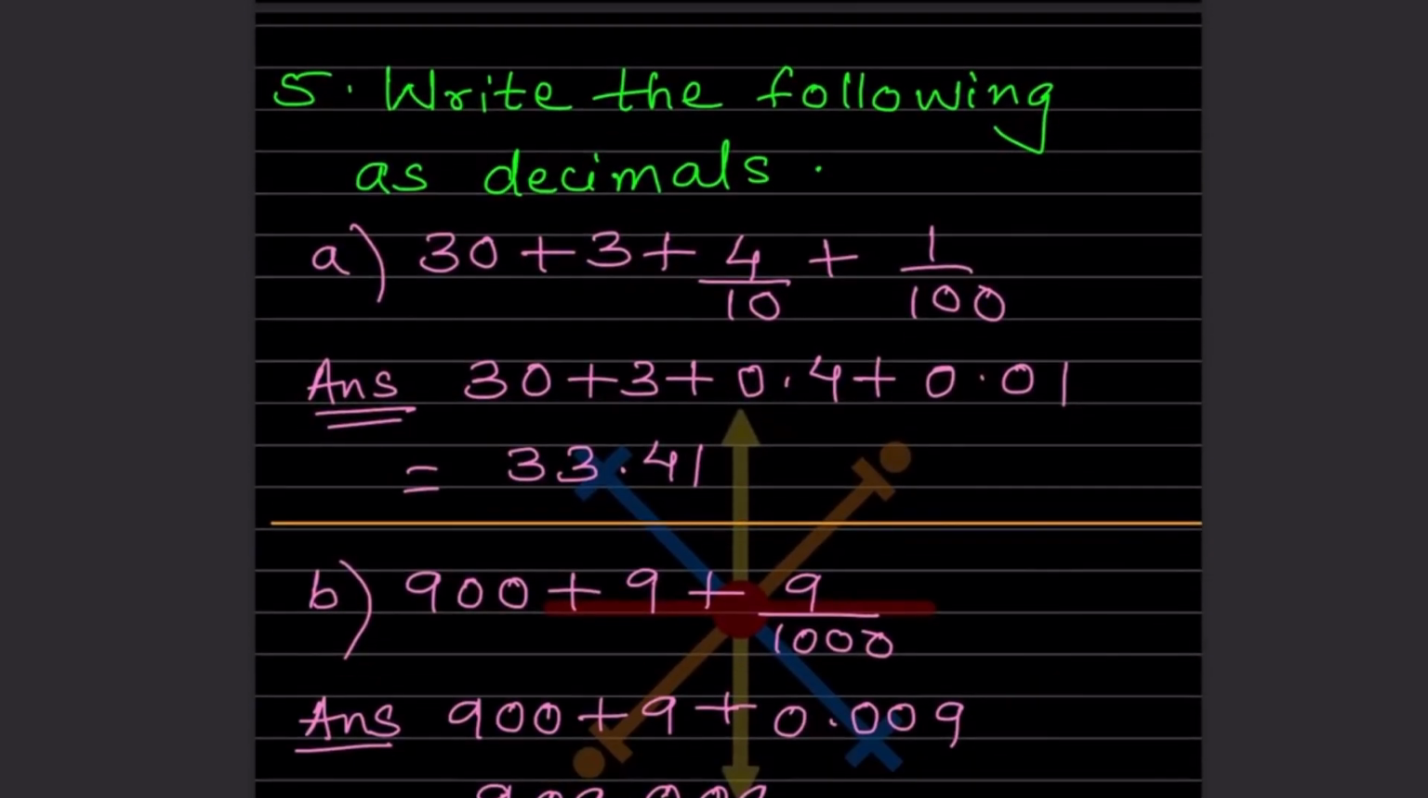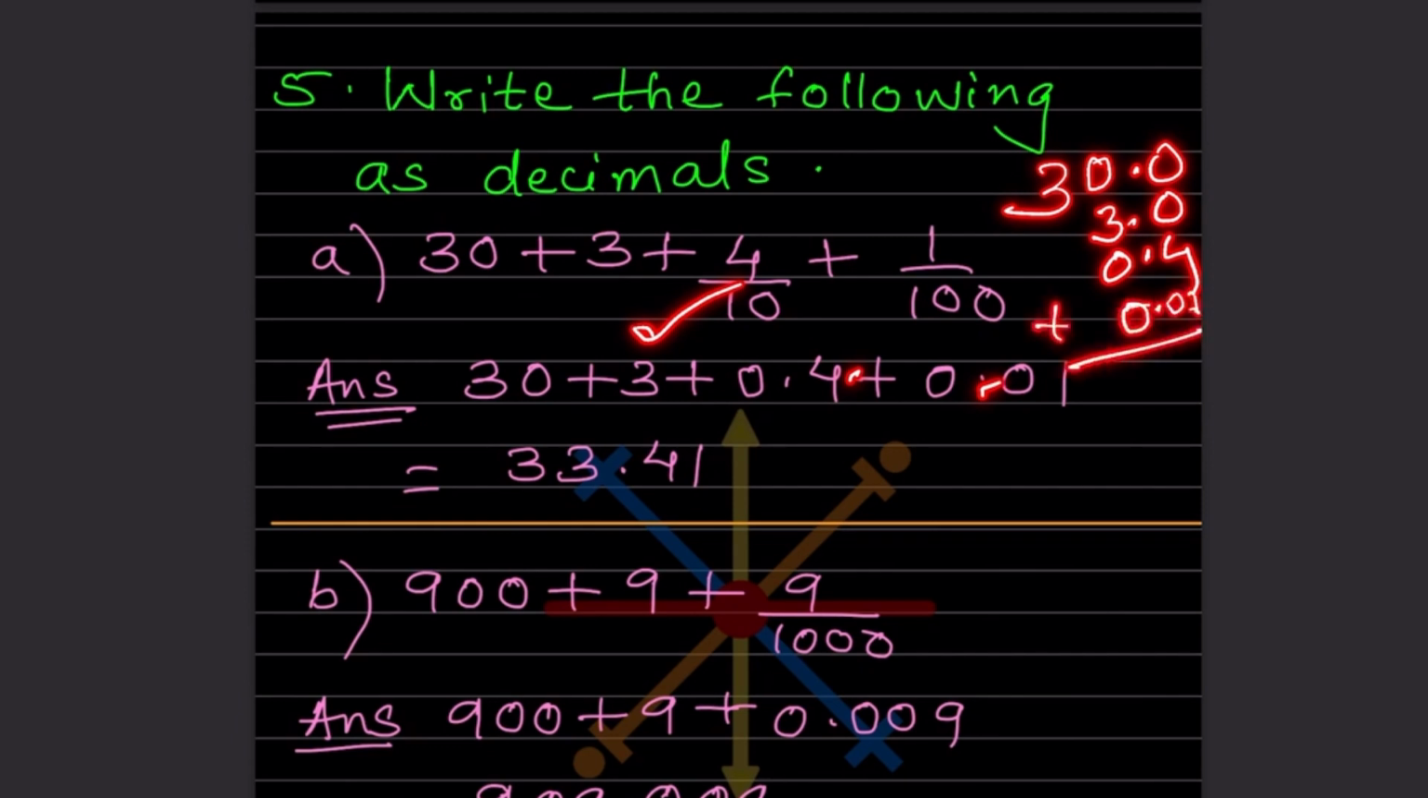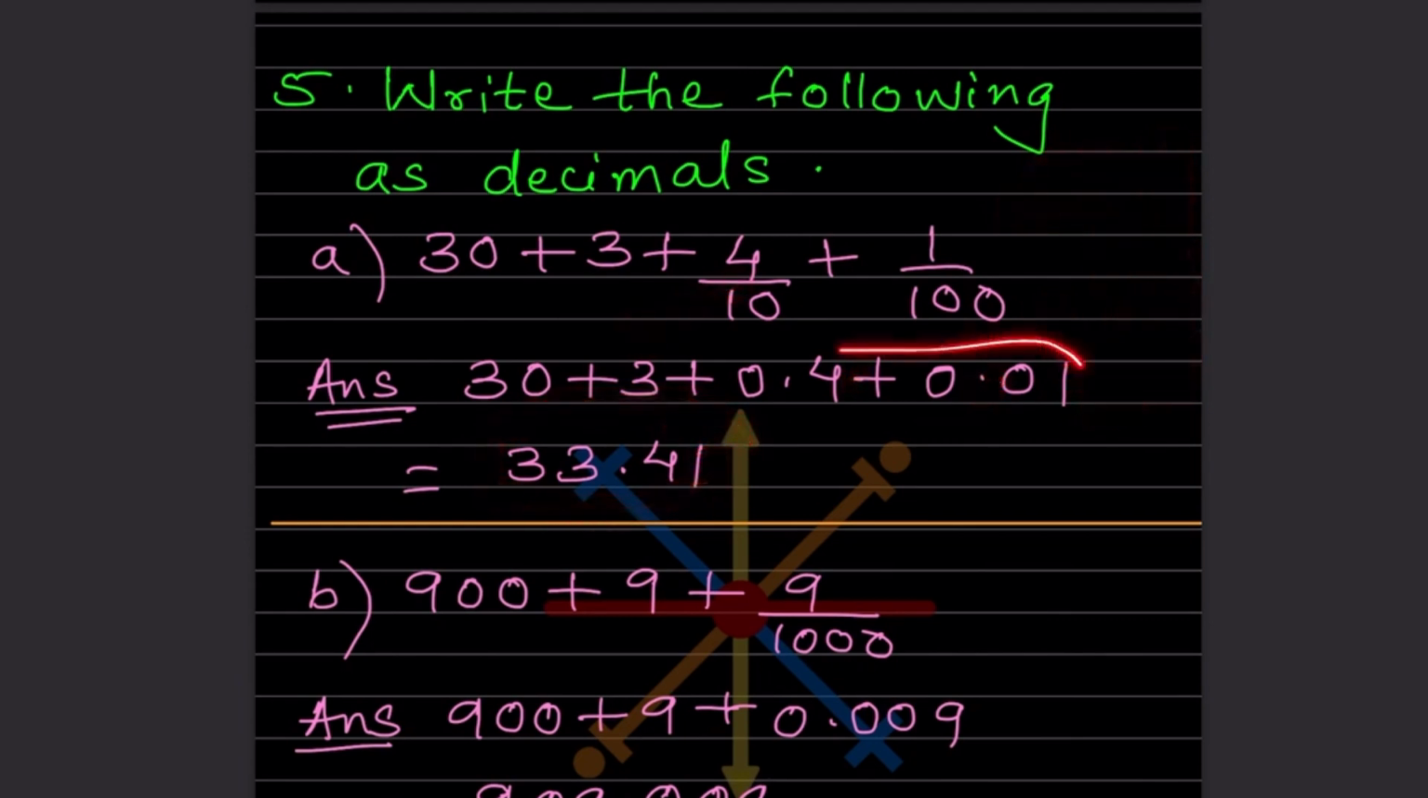Now write the following as decimals. So what are you going to do? 30 plus 3, 4 by 10 is 0.4, 1 by 100 is 0.01. So what are you going to do? This 30 means 30.0, and this is 3, 3.0, this 0.4 and 0.01. So what are you going to add? So what are you going to get here? 3, and here 41. So 33 point, because they said write the following as decimal. So you have to add this one. Before, that was just an expanded form.